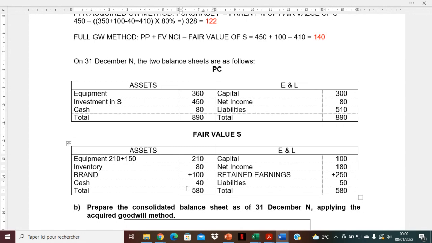Okay, what do I need to do next, please? Someone? What do I need to do next? Yes, combine them. But am I finished with the fair value of S as of December 31st? Is that really the fair value of S at the end of the year?